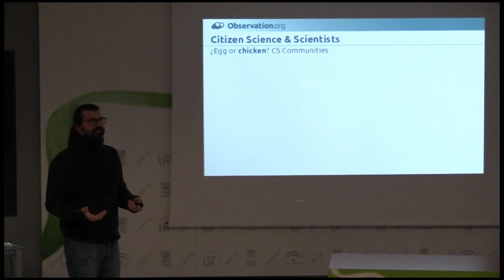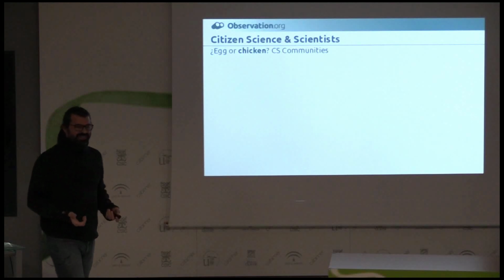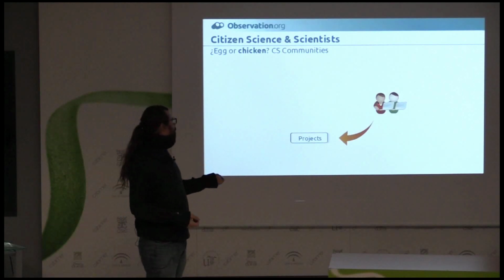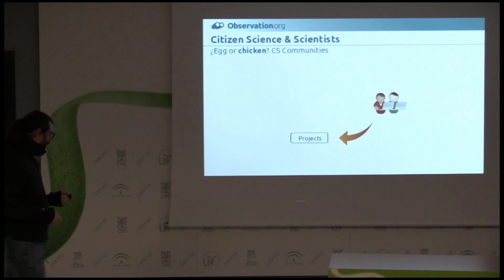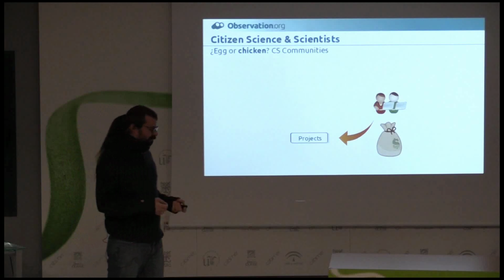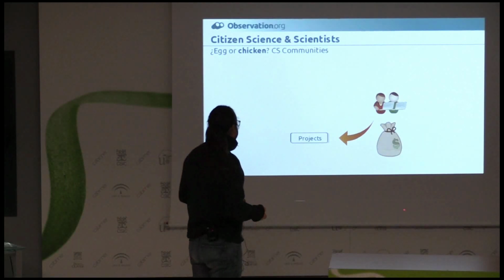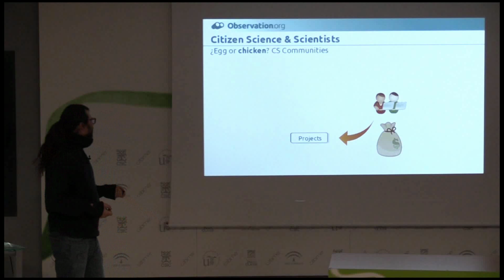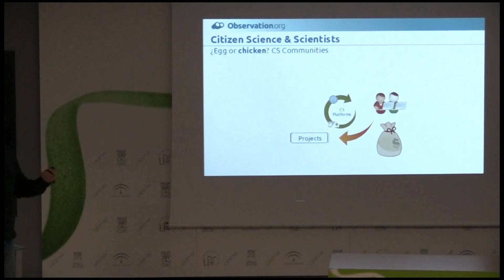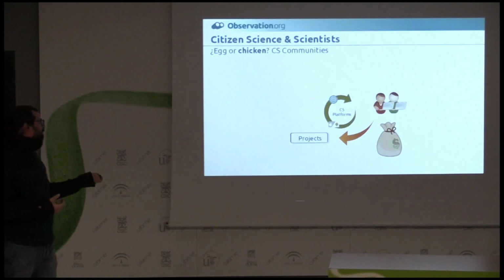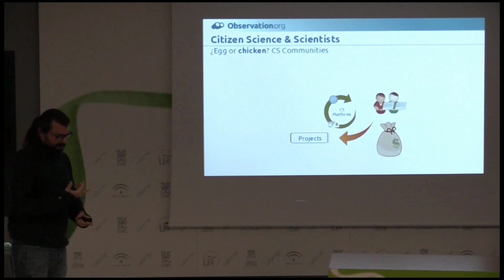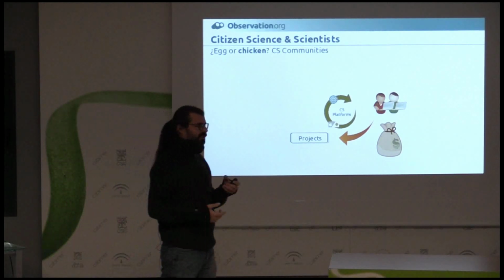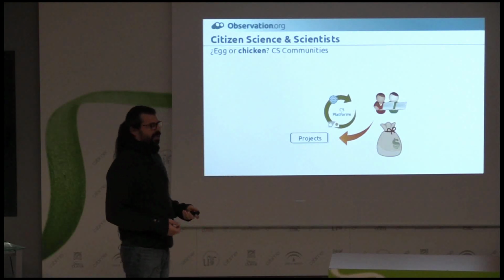So what is better, the egg or the chicken? If we start with the chicken, imagine that you are a scientific team and you have a project. For that project you need money, of course, usually as much as you can. And you want to create a citizen science project, so you need a citizen science platform, a collection of technological tools. You need mobile applications, web pages, databases, etc. That's a lot of work, and you need a lot of money.